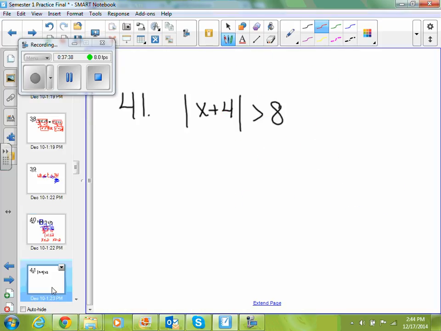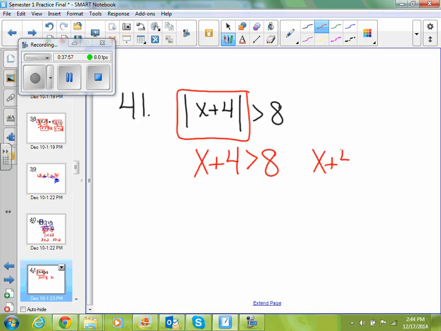Alright, so number 41. Absolute value of x plus 4 is greater than 8. Is my absolute value by itself? Yes, so let's write our 2 solutions. First one, everything stays the same, right? Okay, what happens on the second one? Then I flip the inequality. So I flip my inequality sign, and what happens to my 8? It becomes negative 8. So now I can solve those. So how do I solve those? You subtract 4.